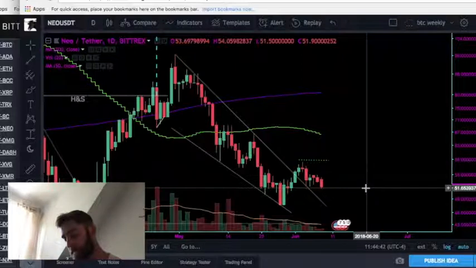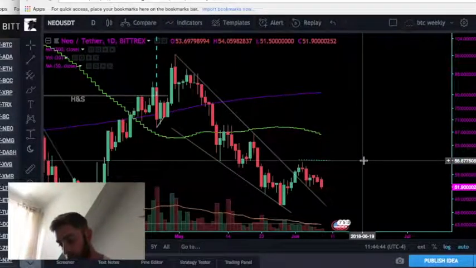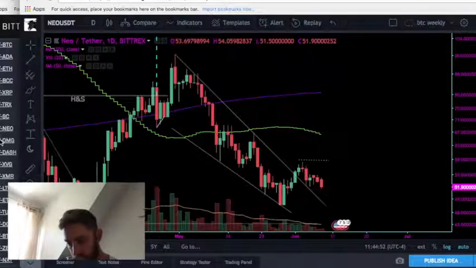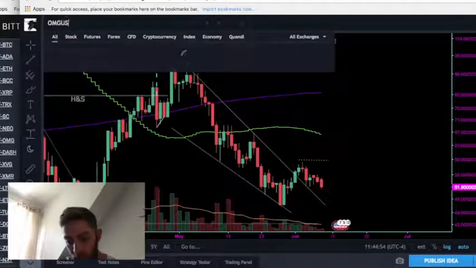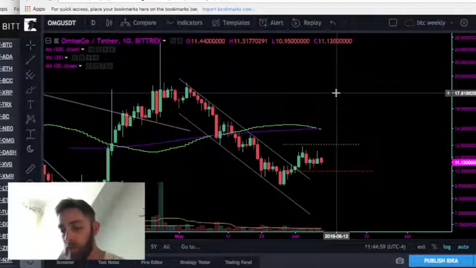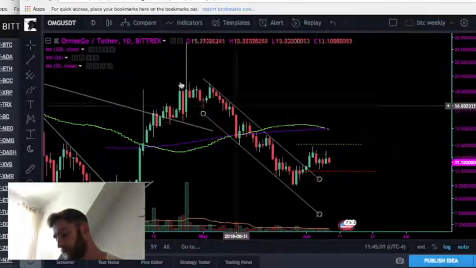Neo. Falling wedge, guys. Not looking good. Not looking good in terms of sustainability. So you would go long at 58.67. No buy has been triggered on Neo. I'm not going to go short. Falling wedge. You got to know your chart patterns, guys. Falling wedge. Bullish.